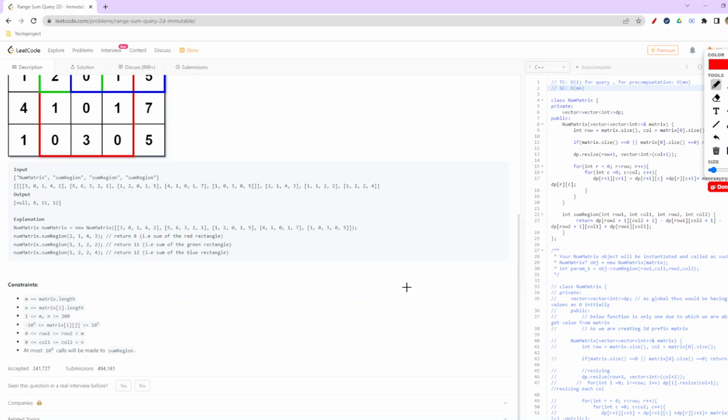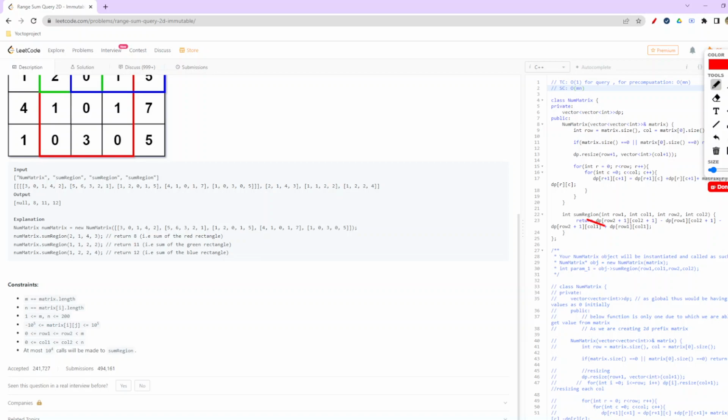The constraints which we are given here are something like this. Basically m into n won't cross 10 raised to the 5, so our solution should be m into n only. Then row 1 and row 2 use zero-based indexing, and at most 10 raised to the 4 calls will be made to sumRegion. So basically queries could be up to 10 raised to the 4 only. So these are the constraints for this question.